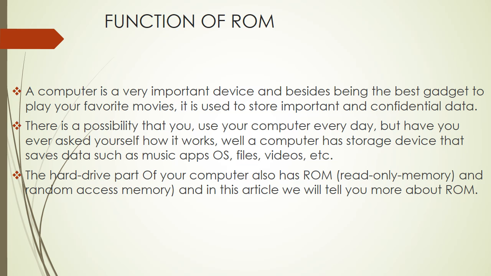But without knowing it, the computer has a storage device that saves data such as music, applications, files, videos, and so on. So what is this storage that stores data and information? It can be the hard drive, part of your computer, or ROM, which is known as read-only memory, that saves data and information permanently on a system. We also have random access memory, which is known as RAM. And in this article, we will tell you more about ROM, which is read-only memory.